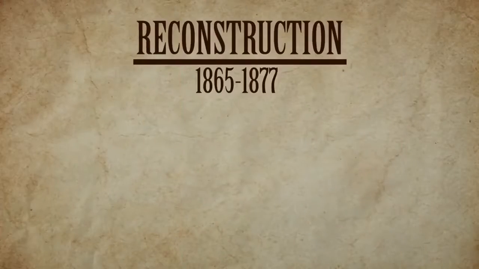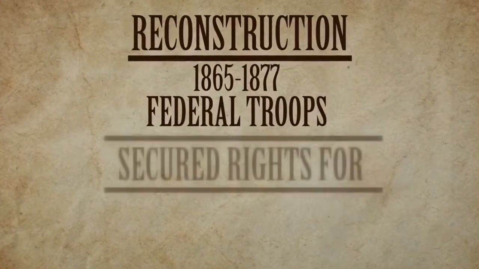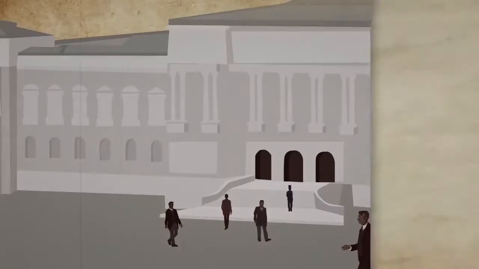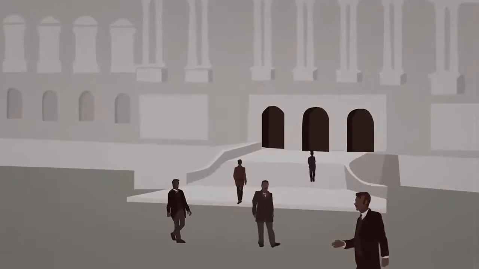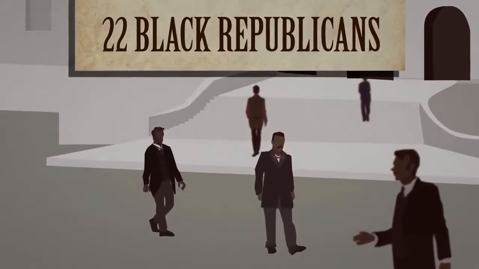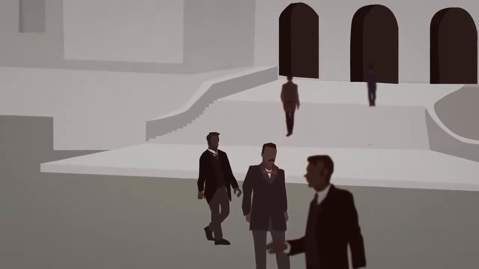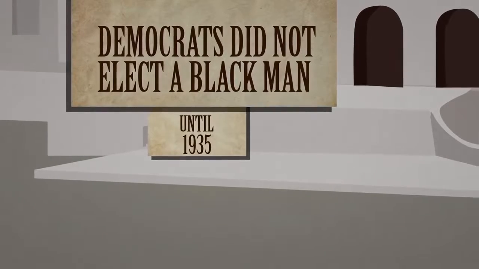During the era of Reconstruction, federal troops stationed in the South helped secure rights for the newly freed slaves. Hundreds of black men were elected to Southern state legislatures as Republicans, and 22 black Republicans served in the U.S. Congress by 1900. The Democrats did not elect a black man to Congress until 1935.